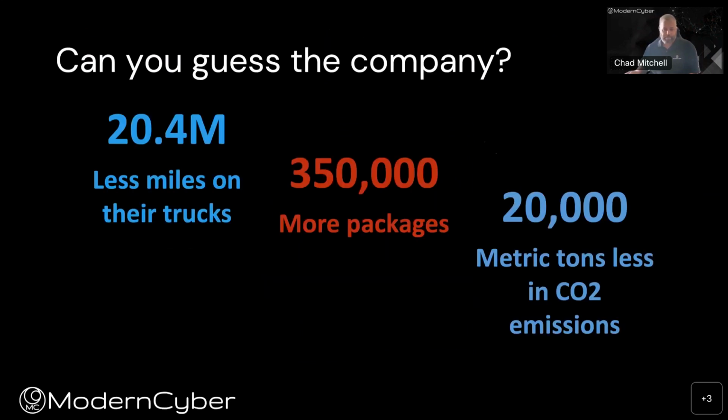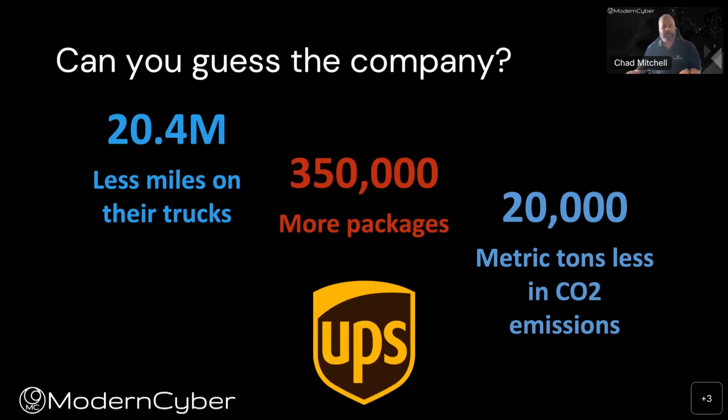And I'll let you guys think about this for a second, but these are three elements that a company changed, or they changed one element, I'm sorry, and these are three outcomes of that one element that they changed. So they got 20 million less miles on their trucks, they were able to deliver 350,000 more packages, and they burned 20,000 less metric tons of CO2, or they created less CO2. The company that did this is actually UPS. And when you look at how they did it, it's a change of mindset, right?